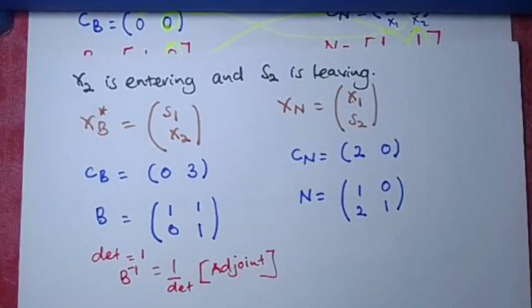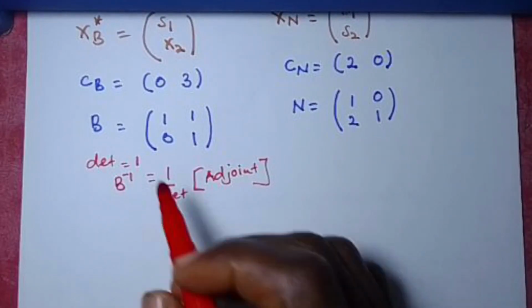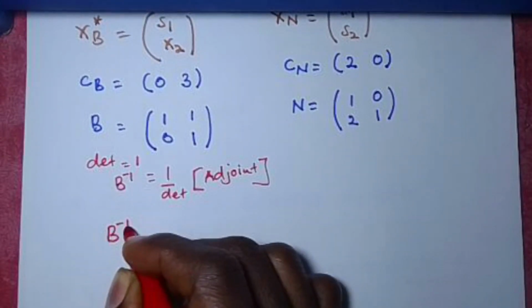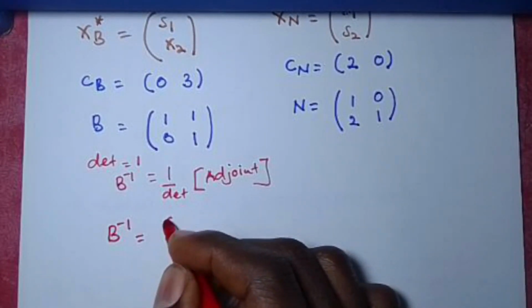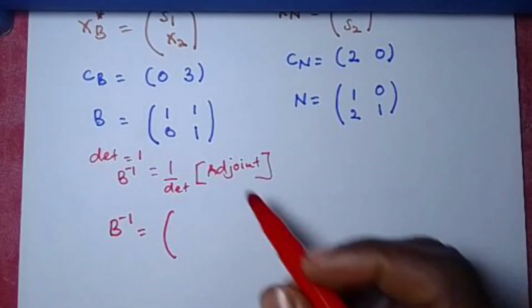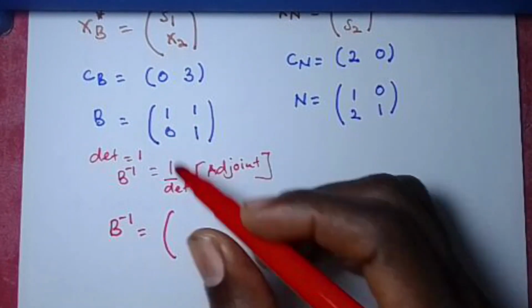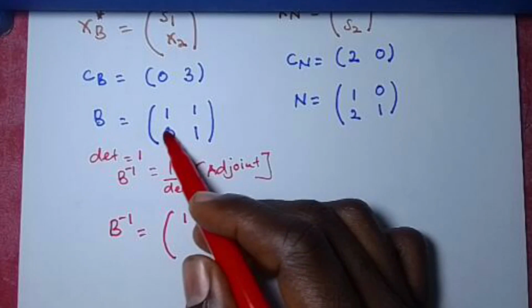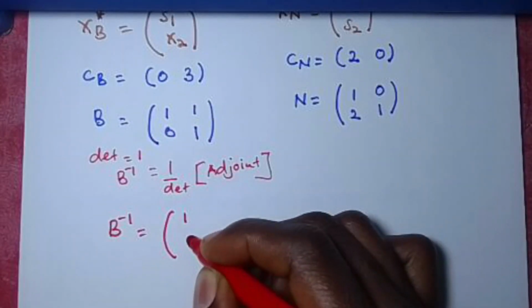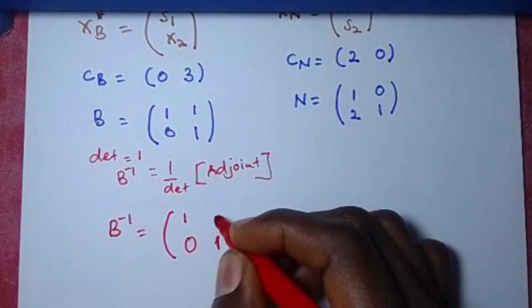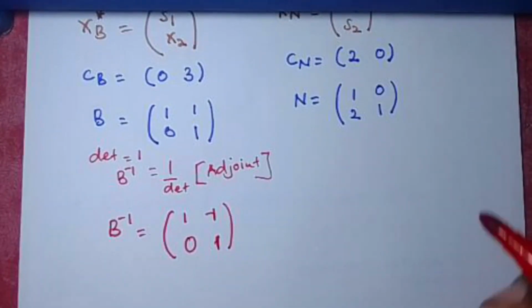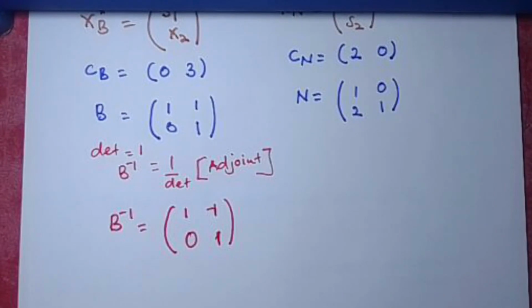So since we have those, let us just do the same. Our B inverse is going to be equal to the adjoint for this set, which is given by what? You swap the positions of these two, which remain unchanged because they are the same. Then you multiply a negative through this. So negative 0 is still a 0, and 1 will become a negative 1.